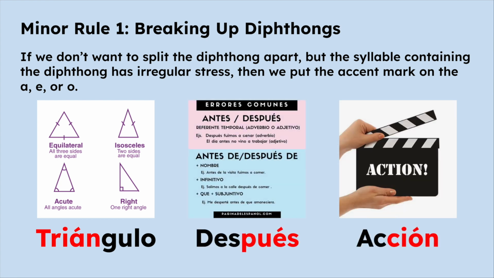Acción. Now for triángulo, some people do pronounce it like 4 syllables, like triángulo, but that's technically incorrect. So notice how, let's say for después, because it ends with the S, the stress should fall on the des, but it doesn't, it falls on the pues. So we put the accent on the E. We don't put it on the U because that would break it up into 3 syllables. It would be después instead, and we don't want it to sound like that. So accent mark on the E, después.